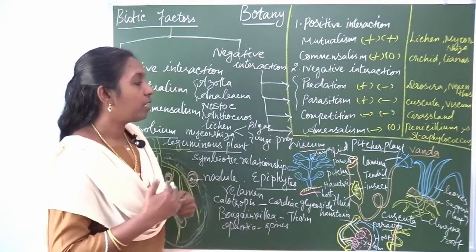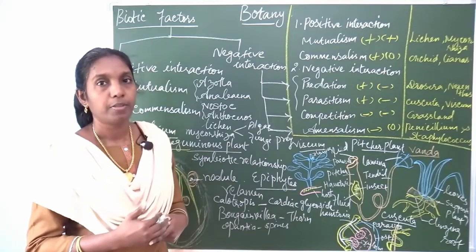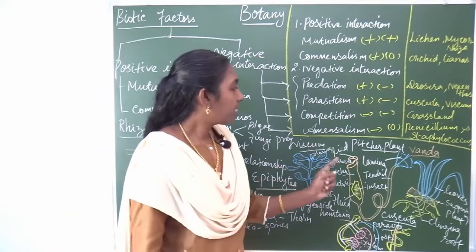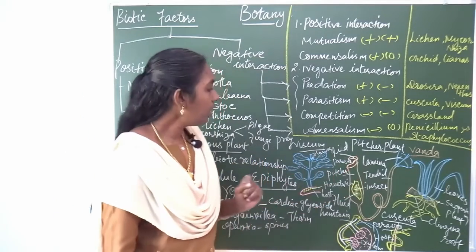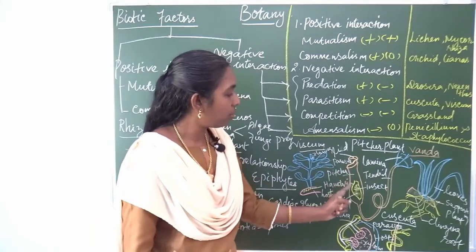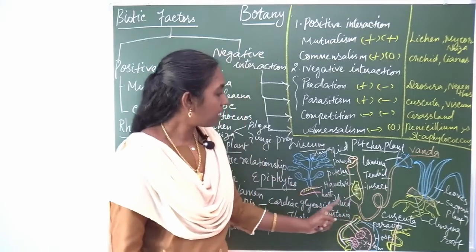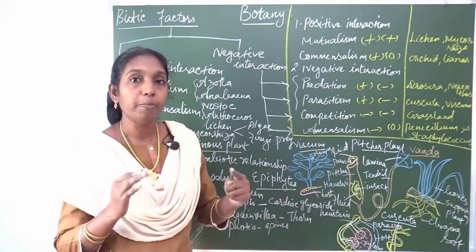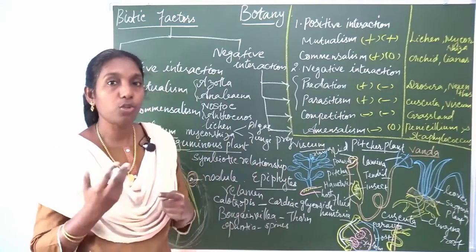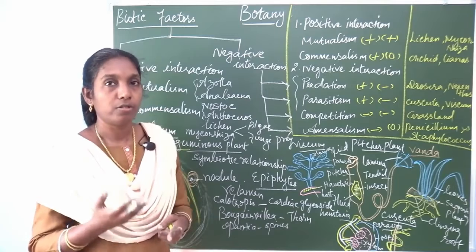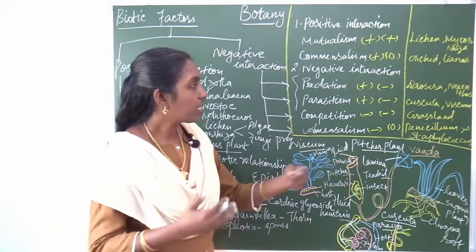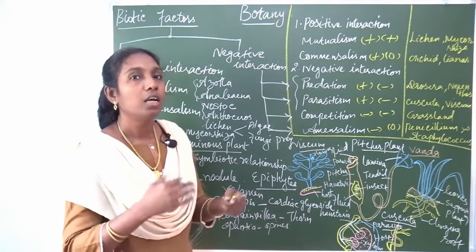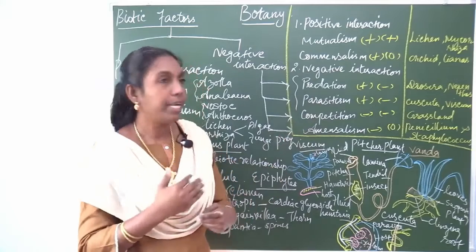In plants, you may see there are a number of insectivorous plants. In the lower classes, you may learn different types of insectivorous plants. Example, the pitcher plant, Nepenthes. Look at this diagram. This is Nepenthes. In predation, there are a number of insectivorous plants: Drosera, the sundew plant, Nepenthes, the pitcher plant, or Utricularia. So all these organisms come under predation.